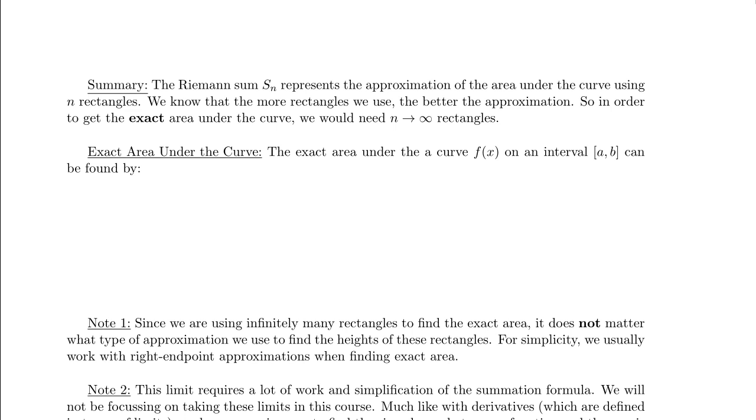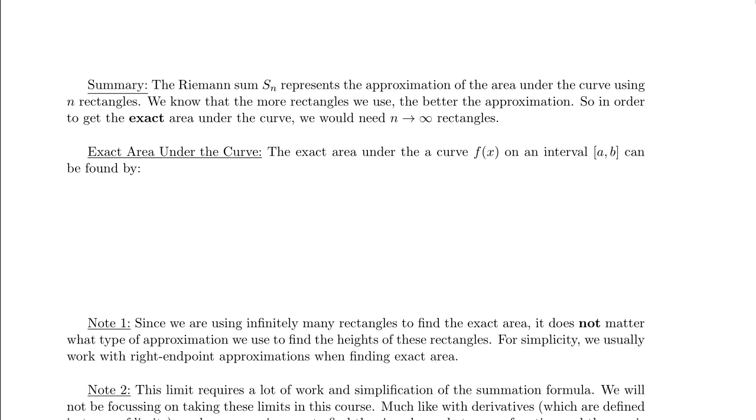So if we wanted to actually get the exact area under the curve, if we didn't want it to just be a rough approximation, we would have to use infinitely many rectangles in order to do this. And so what we would need to do is actually allow the number of rectangles n to go to infinity. And so how do we do this? Well, we use limits. So this is connecting back to the beginning of the course.